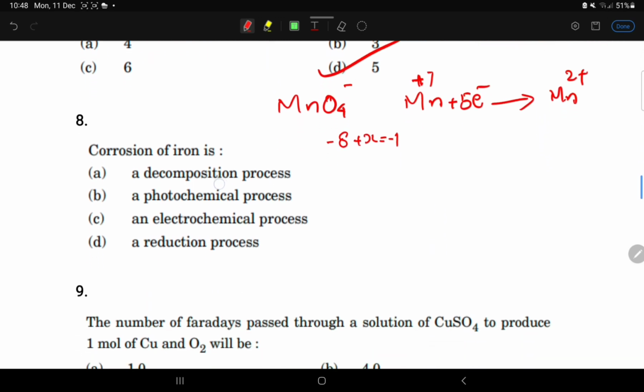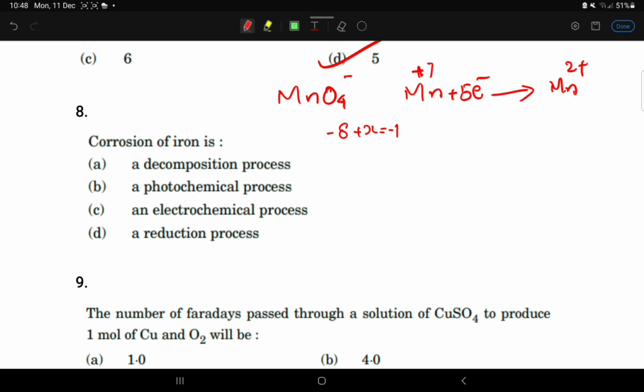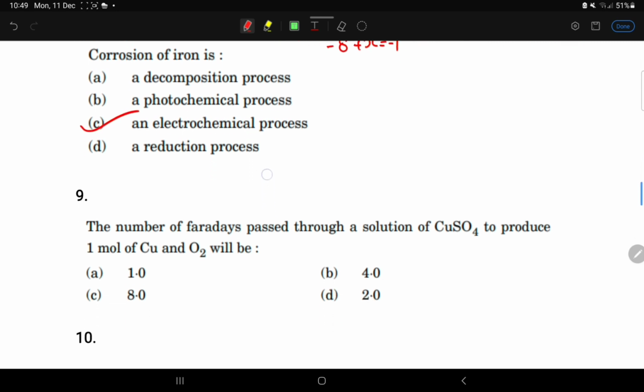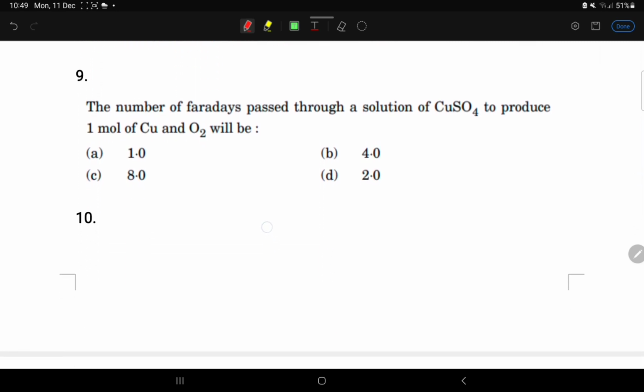Corrosion of iron is a decomposition, photochemical process, electrochemical process, or reduction process. We know corrosion is an electrochemical phenomenon. The number of Faradays passed through a solution of copper sulfate to produce 1 mole of copper and oxygen. So in copper sulfate, copper is in +2 oxidation state. So Cu2+ plus 2 electrons gives Cu. So from that we can conclude we need 2 moles of electrons, that is 2 Faraday. So our option is D.